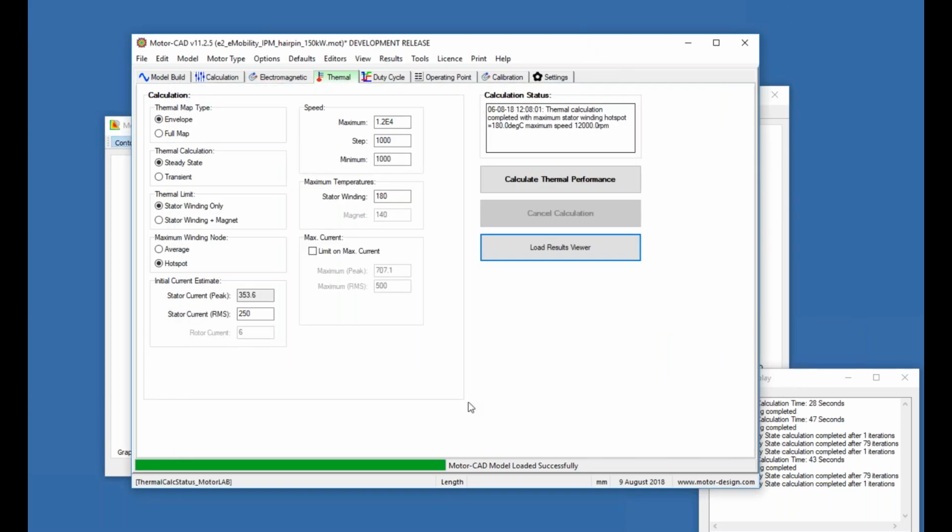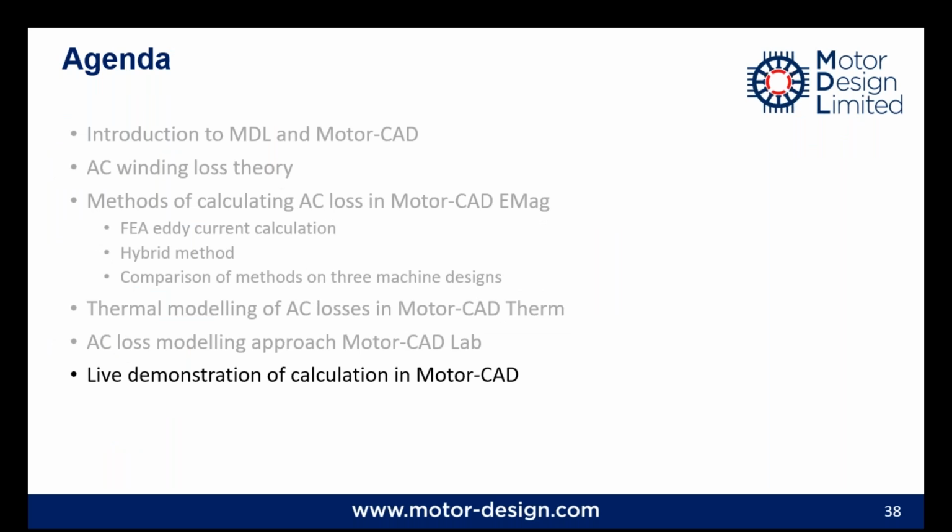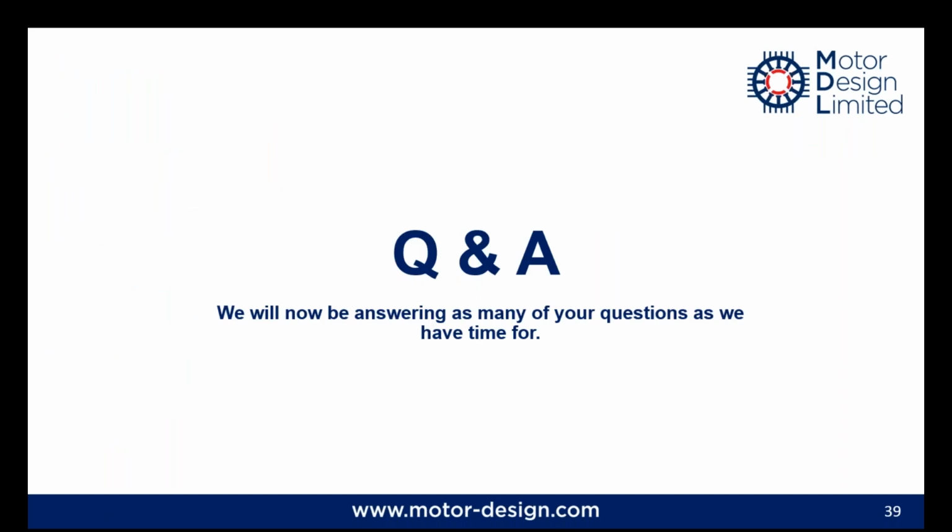So I think that covers the brief example and how we account for all the AC losses in all the different modules. Hopefully some of you have managed to ask some questions. So what I'm going to do now is hand over to Murcha, and in the last few minutes he's going to pick out some of the questions that have been asked throughout the webinar and give you some answers to them.